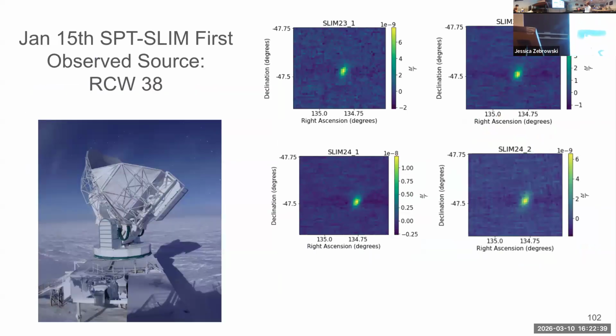We got our first light on January 15th. So this is one of the first times you had on-chip spectrometers actually observing things in space. It's pretty cool. It's RCW38, which is an H2 region, which is really bright in the millimeter. And you can see how it was observed from 4 different pixels.